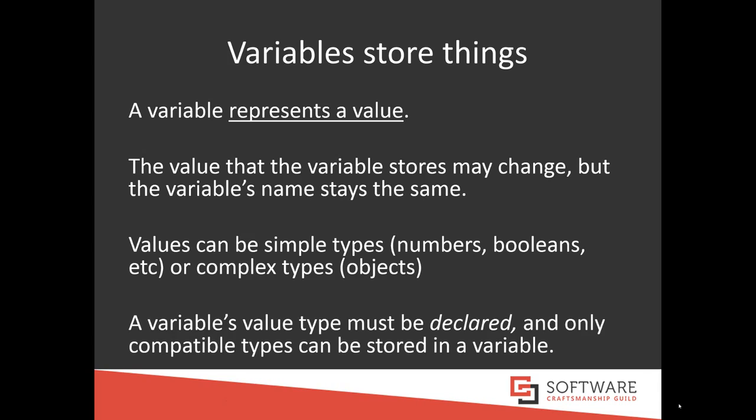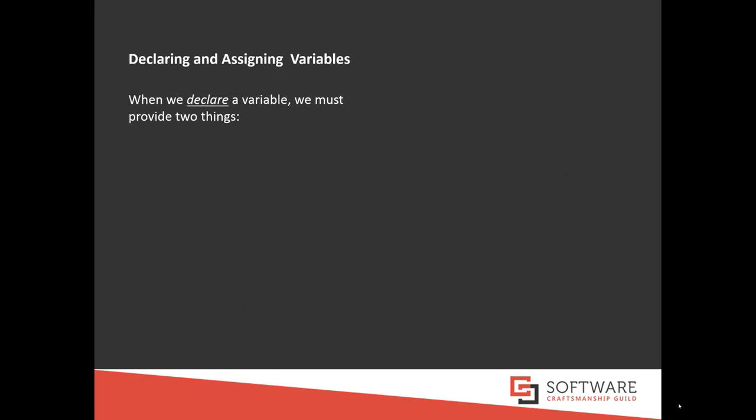A variable's value type must be declared, and that's an important word. Declaration is how we tell C# to create a space in memory and what type of value we're going to store in it. Only compatible types can be stored in a variable.